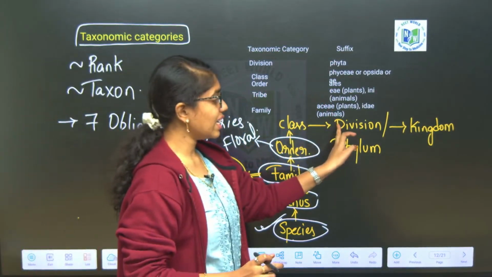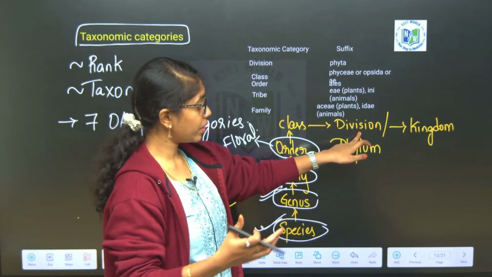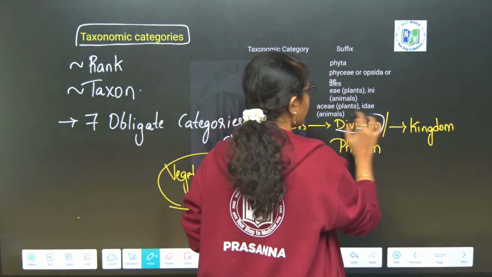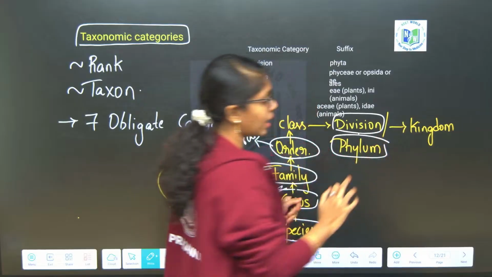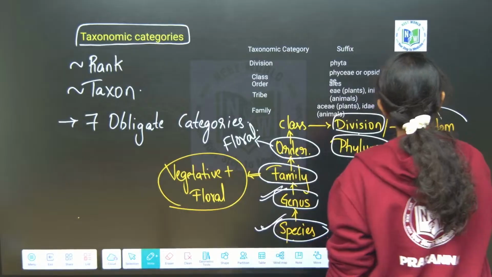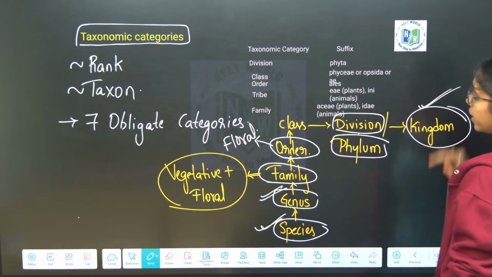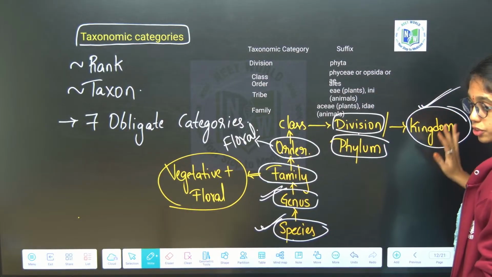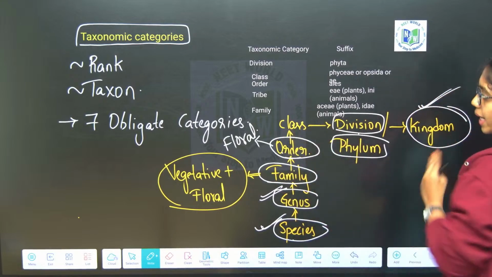Then if it is plant kingdom, we call it division. If it is animal kingdom, it is called phylum. And last, the highest taxon here is what? Kingdom. Kingdom is the highest taxon. This is about the 7 obligate categories.